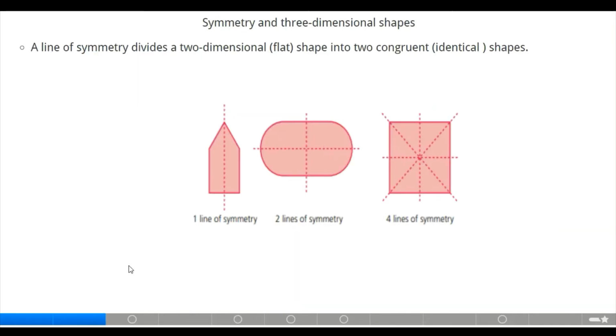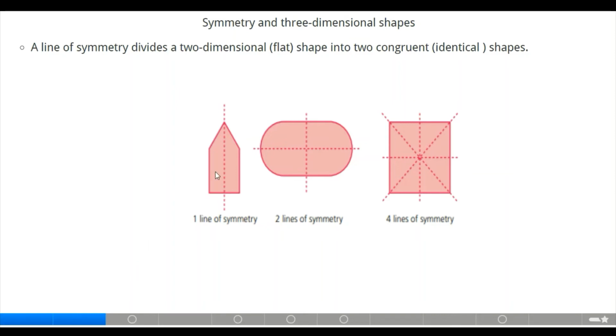Okay, when you're talking about symmetry, a line of symmetry divides two-dimensional flat shapes into two congruent, identical shapes. Earlier in the previous class, we made mention of congruent shapes. When you have the same size, corresponding sides are equal, and corresponding angles are also equal, then we say that type of shapes are congruent shapes. So when we have a line of symmetry dividing two-dimensional flat shapes into two congruent identical shapes, we are talking about a line of symmetry.